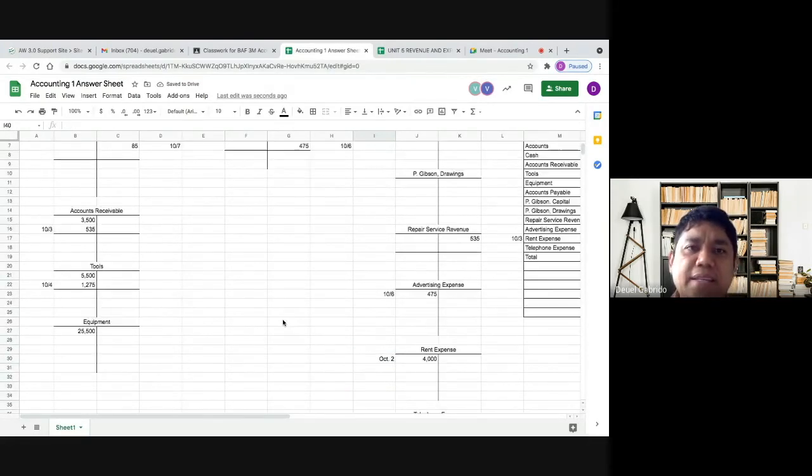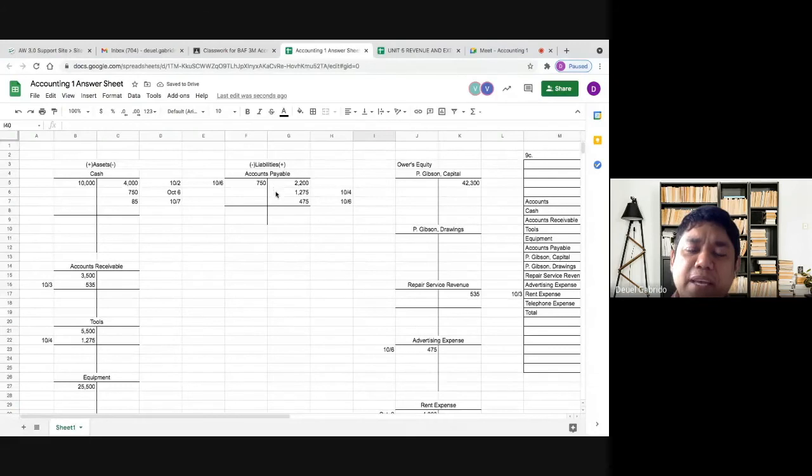Okay, I did not put it in the accounts payable because the bill was paid immediately. So therefore, I put it under cash. If it says that you did not pay it yet, it's just like the bill, then it will fall on the accounts payable.